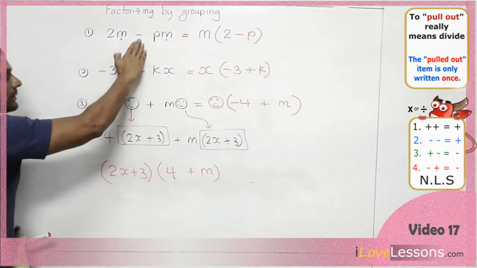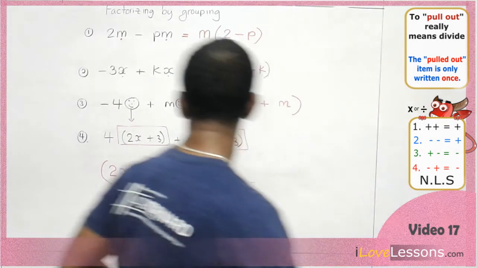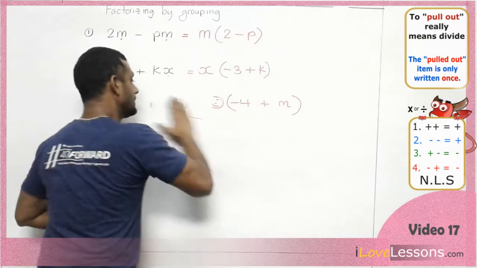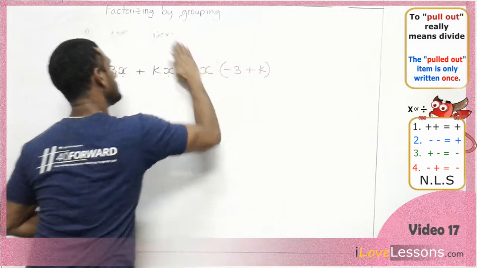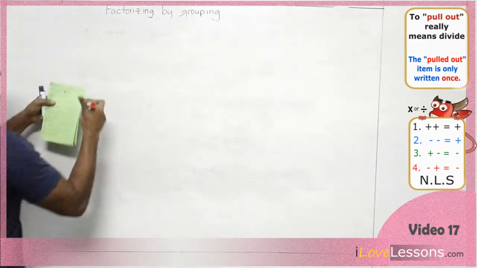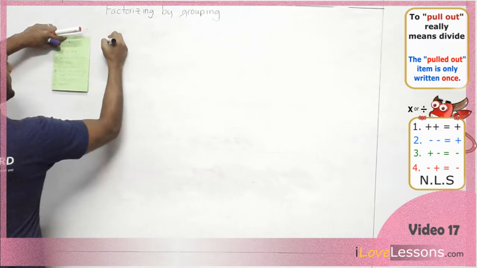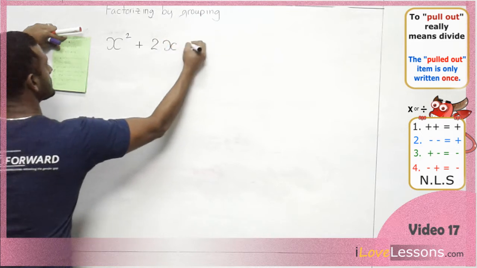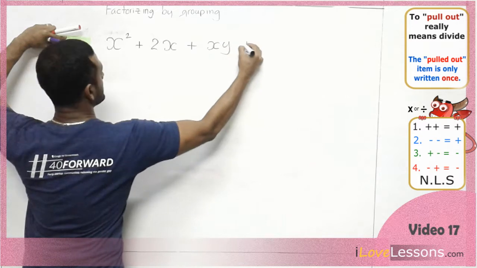Factorization by grouping is going to follow a very, very simple concept. So let me put my first question that will require factorization by grouping. Alright, so let's get started. My first question is x squared plus 2x plus xy plus 2y.